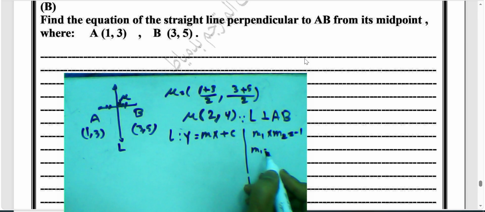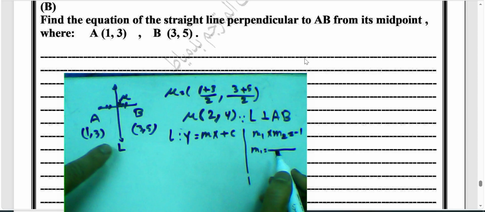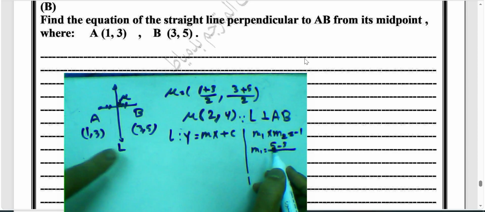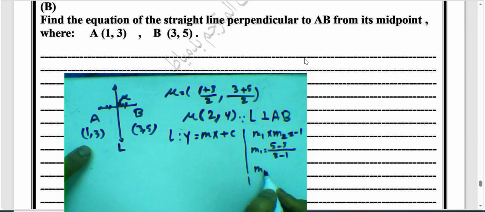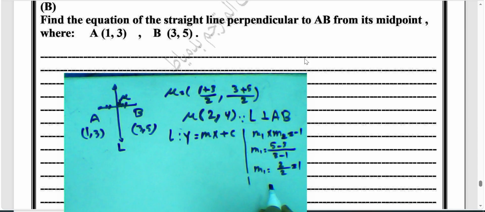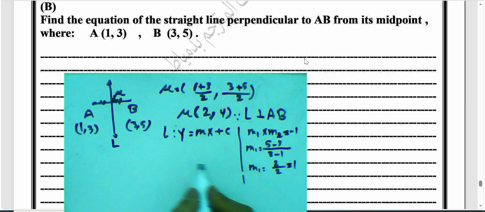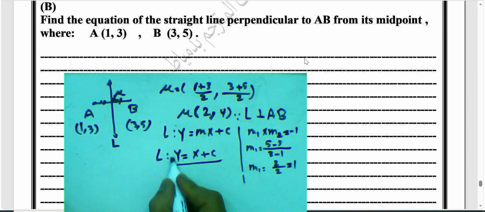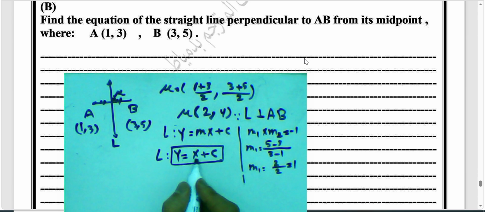We can find slope 1: y2 minus y1, write 5 minus 3 over 3 minus 1. Slope 1 equals 2 over 2, which is 1. The slope will be 1. Then L is y equals 1 times x plus a constant. Okay, L is y equals mx plus c, because the slope will be 1 or negative 1. We can find the slope here, 1.